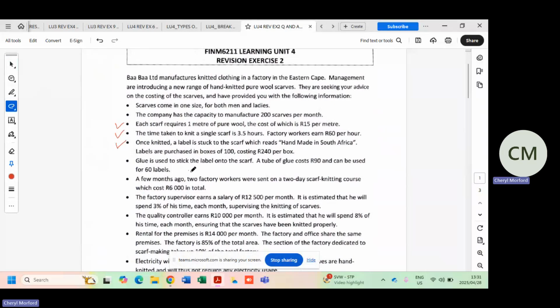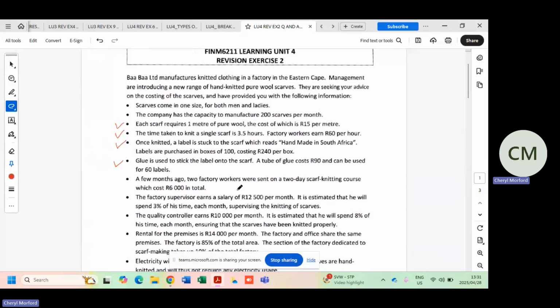Then we have glue needed to stick the label on. It's related to the scarf, therefore also variable. We're going to buy a tube of glue, and that tube can handle 60 labels. Only one label per scarf. Therefore, we're going to take the 90 Rand and divide it by 60, and that will give us 1.50 Rand per scarf.